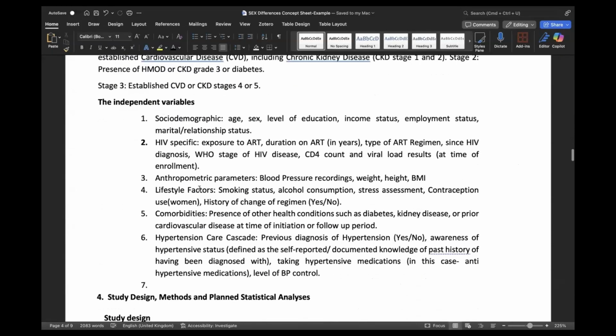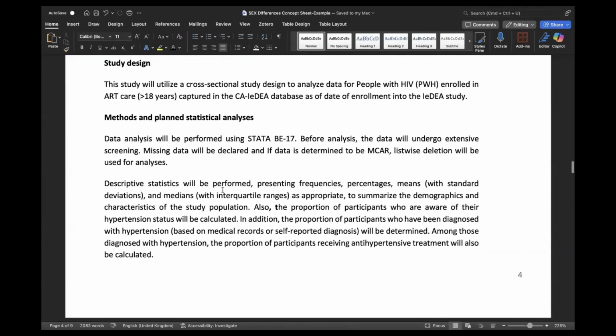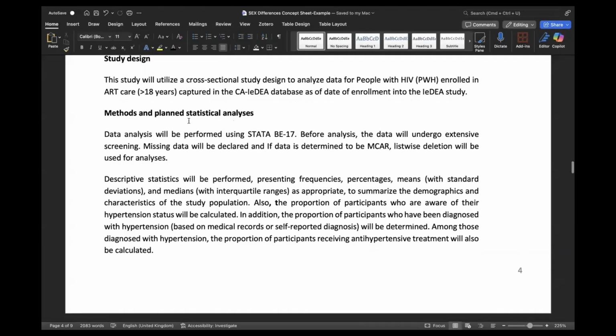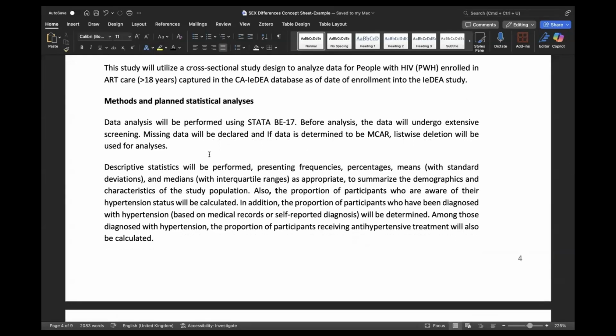Also mention the covariates or the independent variables that you're going to be using, and define them very clearly so that people can understand. And then the specific study design: the cross-sectional analysis, the prospective cohort study, or whatever analysis method. And then you have to give the detailed statistical analysis plan.